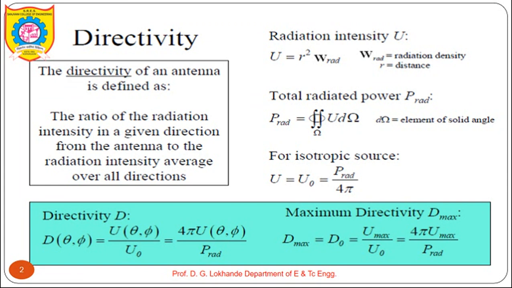Okay, and then this particular directive gain was modified in 1983 and then it is called the directivity. So basically the directivity of an antenna is defined as the ratio of the radiation intensity, capital U, in a given direction from the antenna to the radiation intensity averaged over all directions.